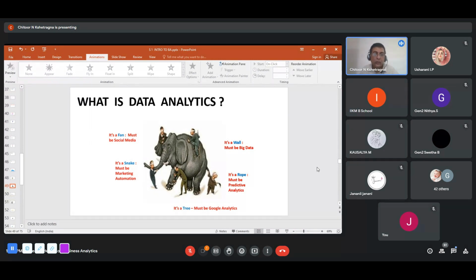So what is this marketing automation? The example I gave, Netflix gives you recommendations, that is marketing automation. Flipkart, Amazon giving you recommendations, that is marketing automation. There's no human being sitting behind a computer or a laptop giving you recommendations. This is marketing automation. And then Google Analytics, everything comes into data analytics.